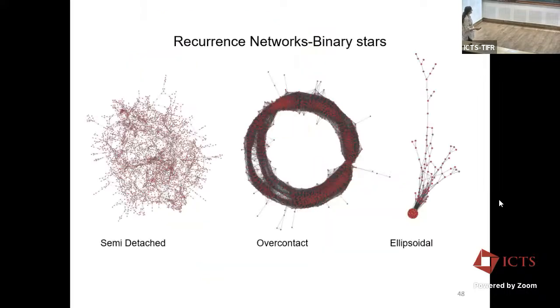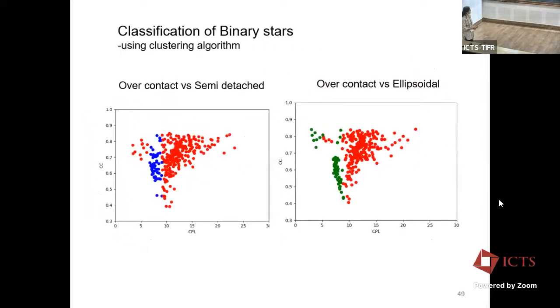And these are for the binary stars, 3 classes of binary stars which we showed. Here also the network has very different structure, and then we should be able to identify them from the calculated measures.